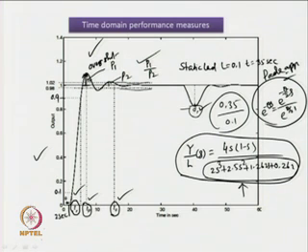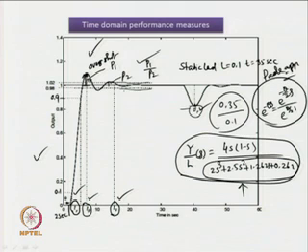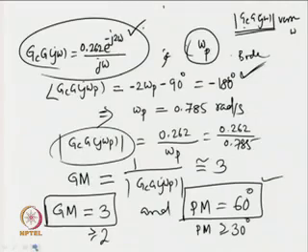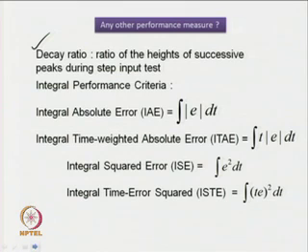The higher the decay ratio, the better the system response, in the sense that it takes less time to settle down. The system takes less time to settle down whenever there are reference input changes or disturbance input to the system. Therefore, high values of decay ratios are often desirable in a closed loop control system.